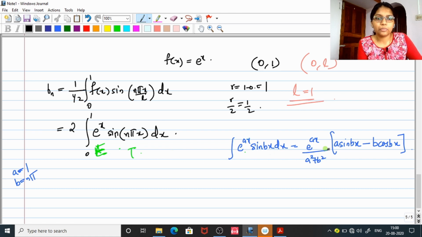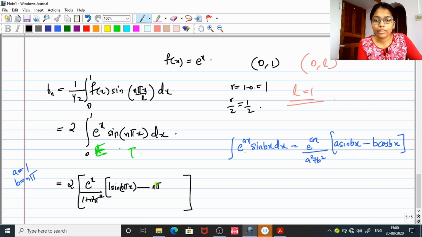Now let us substitute into the answer, which is 2 into e raised to ax, where a is 1, so e raised to 1x, divided by a square plus b square, which is 1 plus n square pi square, into a sin bx, which is 1 sin bx, where b is n pi, minus b cos bx, which is n pi cos n pi x, in the limits 0 to 1.